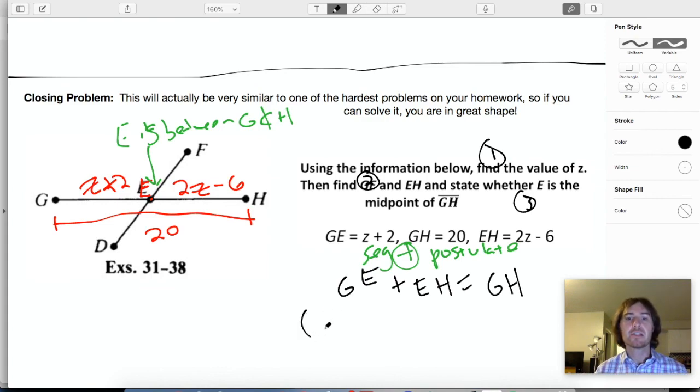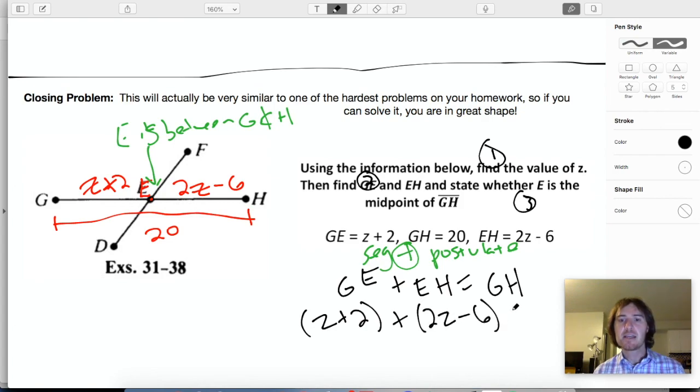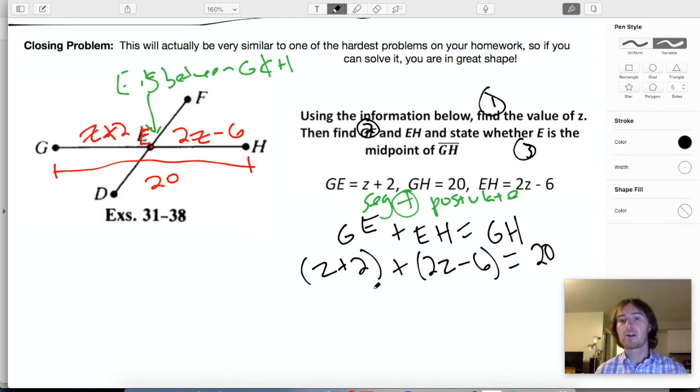So what we got here, GE, we're given some algebra for that, so let's go ahead and substitute that in: Z plus 2. EH, we're given some algebra for that one too, so let's substitute that one in: 2Z minus 6. And GH is going to be 20, right? We're given 20. Or it's the sum of these two, right? They're equal to each other. This part plus part equals whole, and now we can just solve it here. Let's just do some algebra, and mathematically, we will get this solved here.